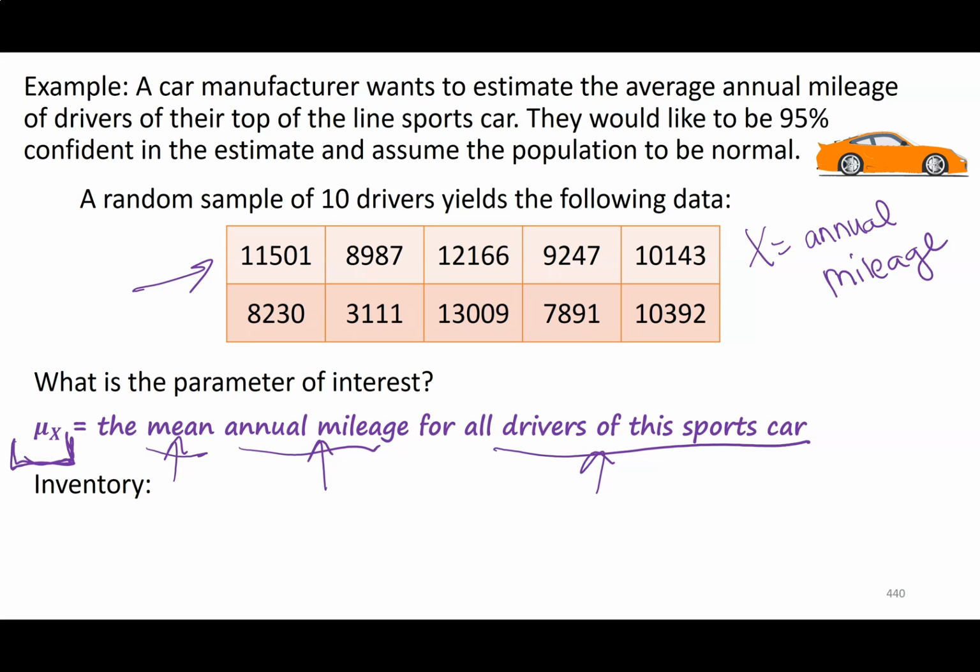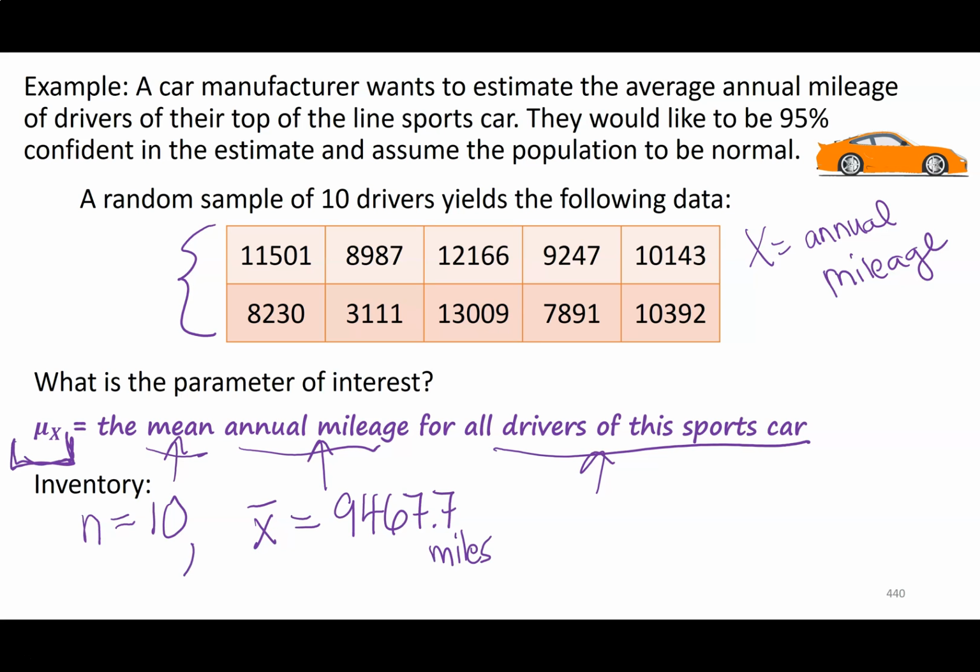So inventory. Here, I'm going to start with really basic. My sample size, 10. That's the easiest one for me to calculate. Then you're going to have to plug these 10 into your calculator, get it to give you one var stats. The x bar, so the mean from these 10, ends up being 9,467.7 miles. So they must be doing this in the US, right? Everybody else does kilometers, it seems like.